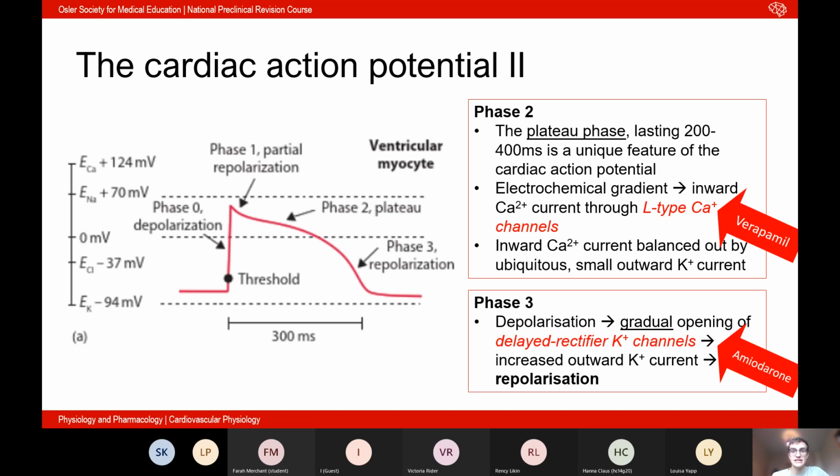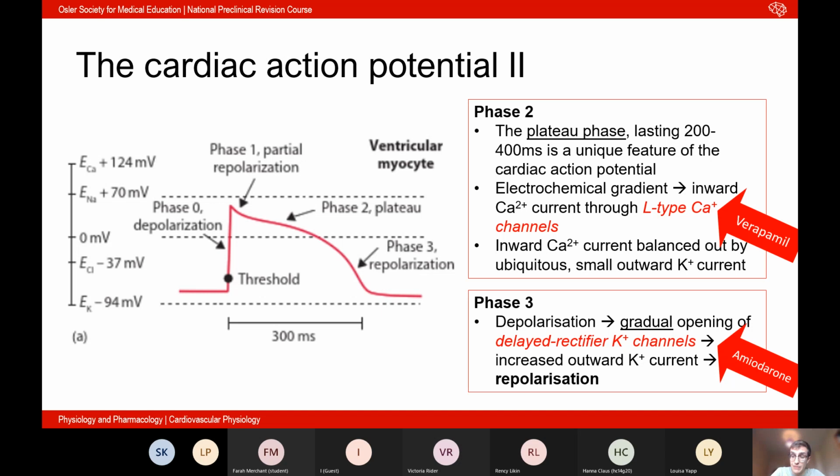We then get this long plateau phase, which is very important in cardiomyocytes, because during this phase we have calcium channels open, in particular these L-type calcium channels, allowing an influx of external calcium into the heart. We can block these with calcium channel blockers, such as verapamil. As we will see shortly, calcium is really, really important in excitation-contraction coupling, and ultimately makes the cell contract.